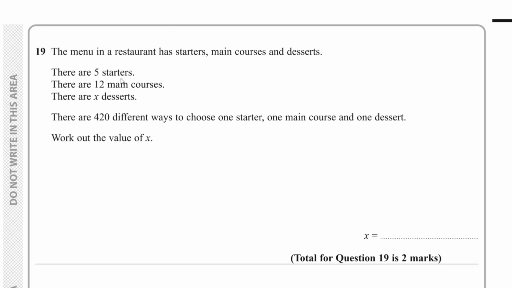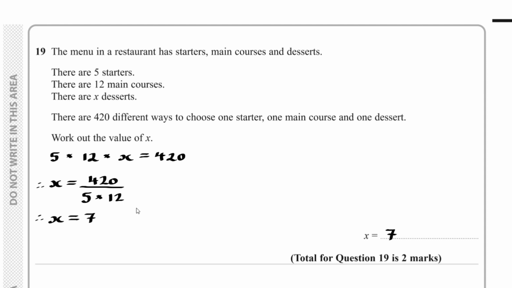Question number 19. The menu in a restaurant has starters, main courses and desserts. There are 5 starters, there are 12 main courses, and there are x desserts. There are 420 ways to choose 1 starter, 1 main course and 1 dessert. We have to work out the value of x. Well, we have 5 times 12 times x. This is the total number of combinations, and that's equal to 420, which means x is equal to 420 over 5 times 12, which is 7. So x is 7, meaning there are 7 desserts.